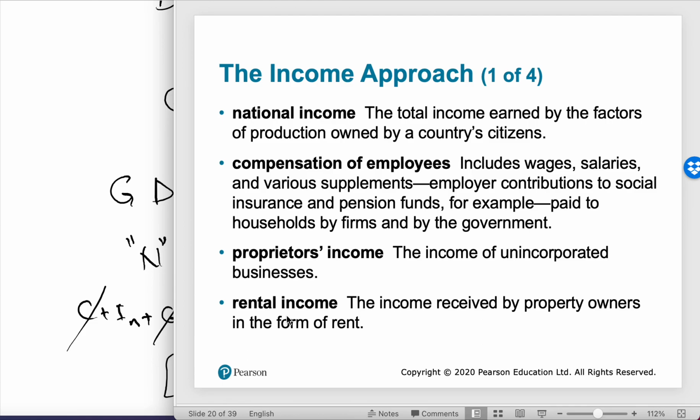Okay, I will stop it here. I already have explained the income approach, but it's better to start fresh in the video chapter 6 part 3, and this has already been explained in the circular flow diagram.